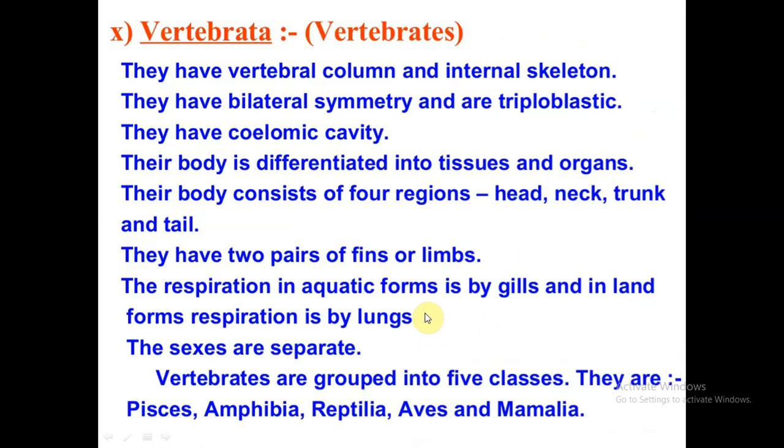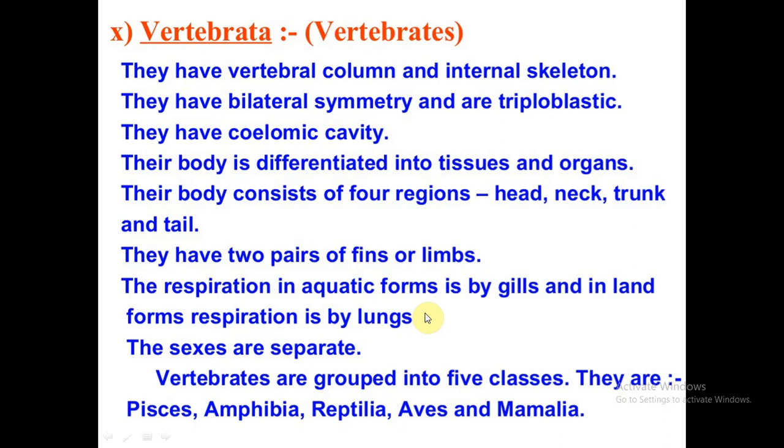Now coming to the vertebrates, we come under the category vertebrates, the human beings. So they have a vertebral column at the back of us. We can see there is presence of a column, the vertebral column, and an internal skeleton is present. We also have a bilateral symmetry. The body can be divided into 2 equal halves, and we are also triploblastic, that is we have 3 germ layers. We also have a coelomic cavity, and our body is differentiated into tissues and organs.